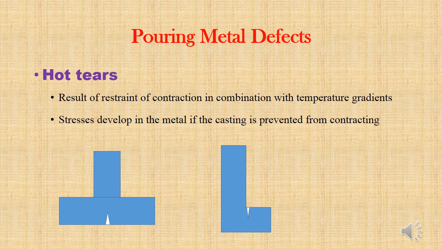Next is hard tear. Metal contraction happens during solidification. By that time, stress develops in the metal if the casting is prevented from contracting. Hard tear happens due to failure of collapsibility of molding sand and differential cooling rate. For this, using molding sand with proper collapsibility can rectify the problem.